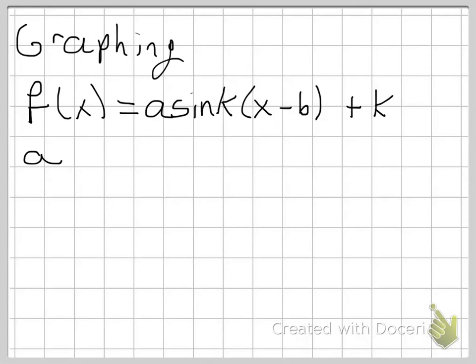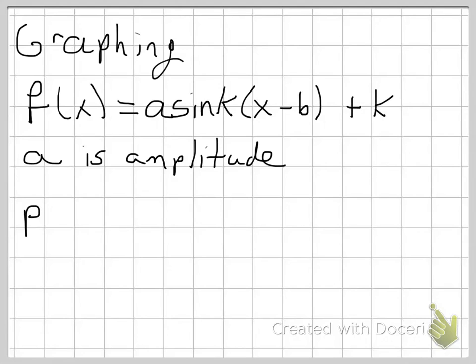Alright, I wanted to spend some time graphing the sine curve and then a couple of different transformations. So we give something just generic, f of x equals a times sine of k times x minus b plus k. This is just kind of the generic form for a sine function. A is called the amplitude, and we always refer to the absolute value. If it's negative, that just causes it to reflect over the x-axis.